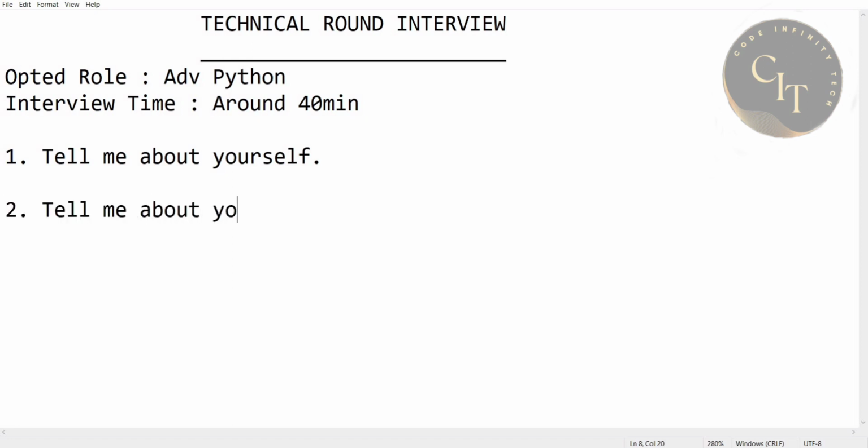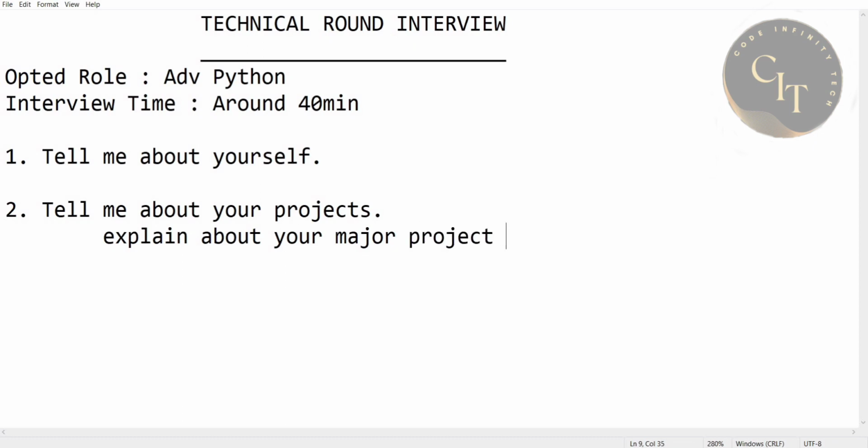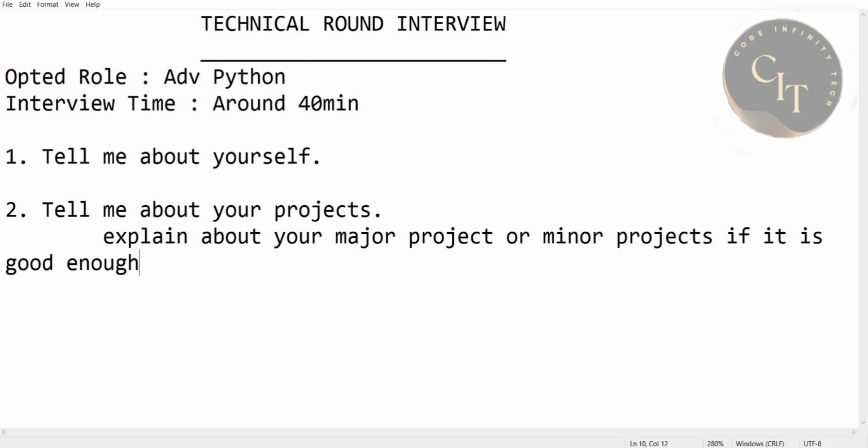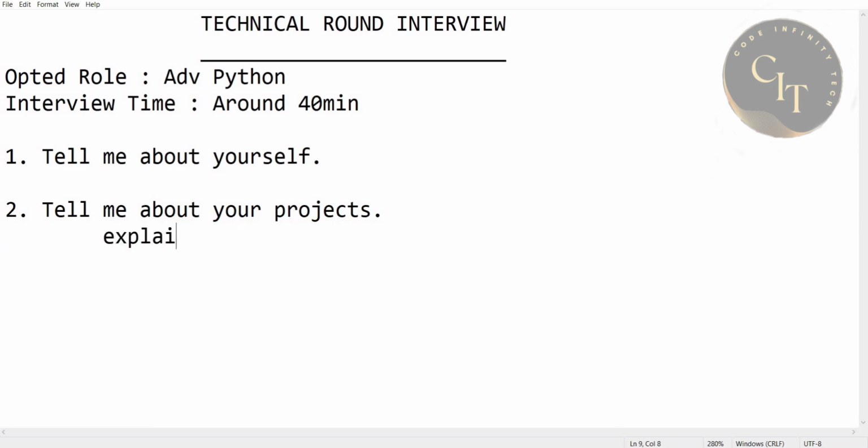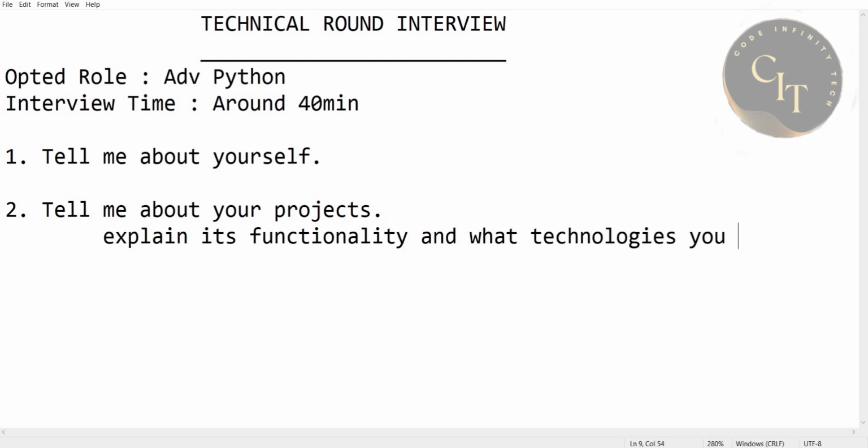And then he asked to tell about my projects. So I told what are all the projects I have mentioned in my resume. I explained each and every detail of them. So if you have any good projects, whether it is a major project or any minor project, if you have completed your major project at the time of interview, then you can explain about it, or if you have any good projects, you can explain about them. So explain each and every functionality of the project, what technologies you have used, so what are all the projects you mentioned in your resume, be thorough about them.